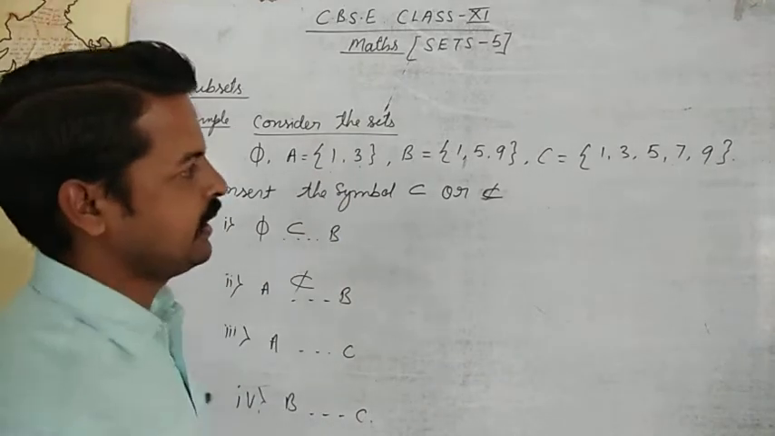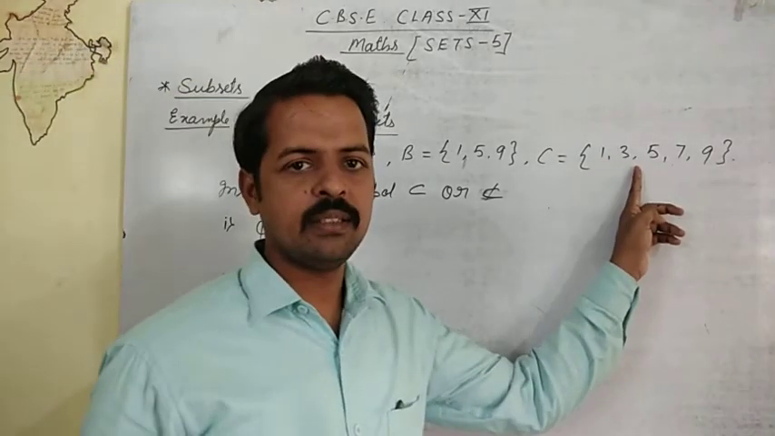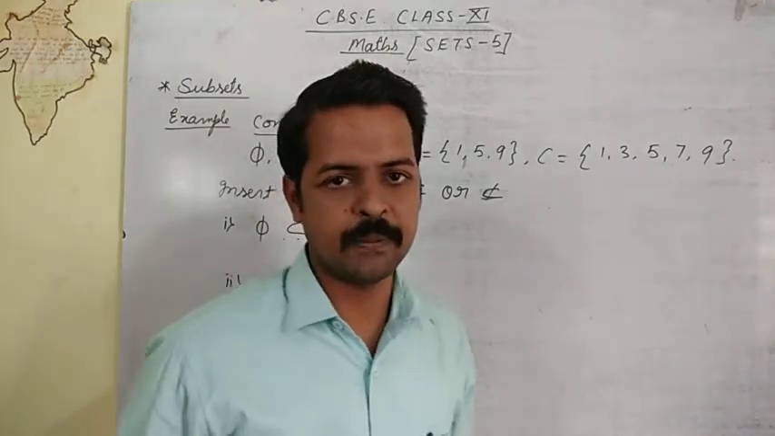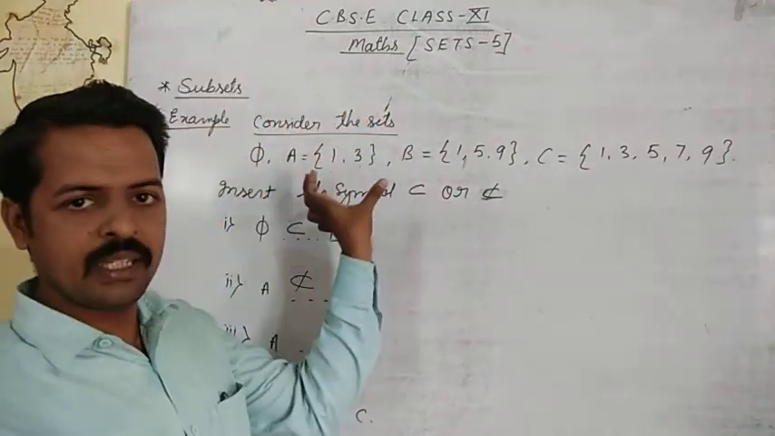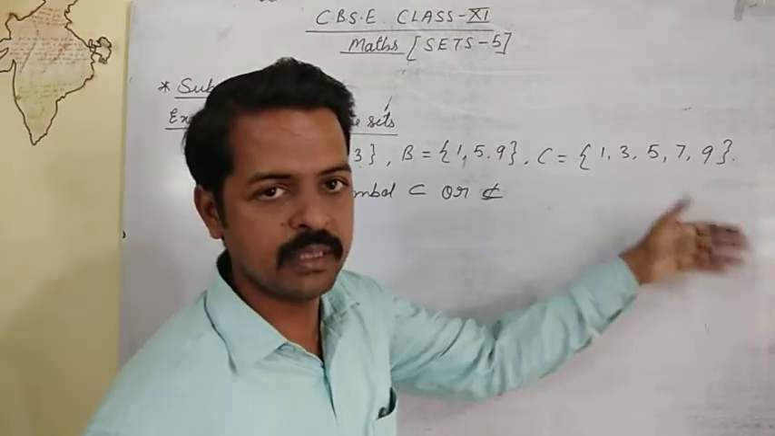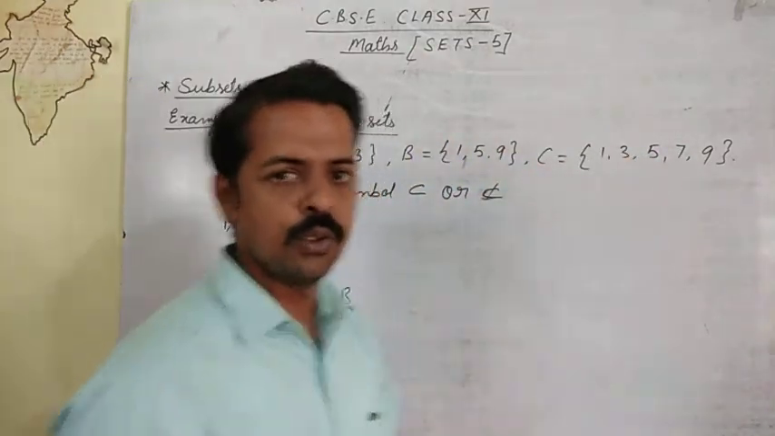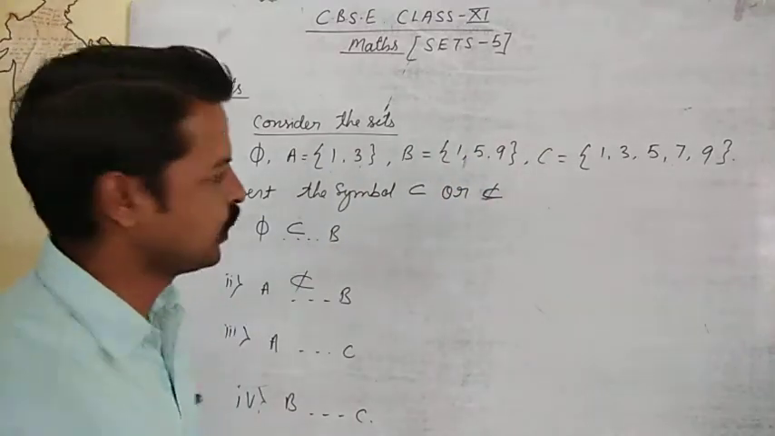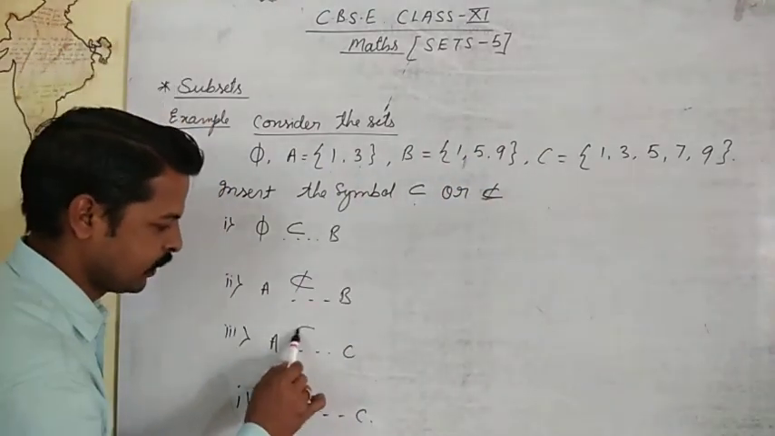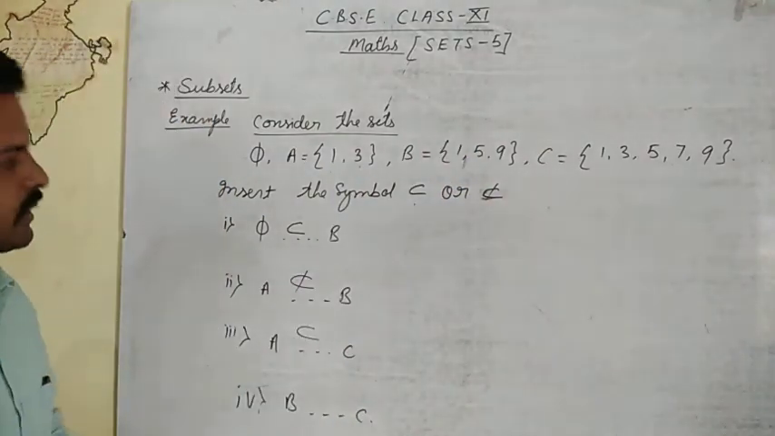Now let us see whether A is a subset of C or not. A has 1, 3. C also has 1, 3. C might have extra elements, doesn't matter. Every element of A is there in C here. So A is a subset of C. You all know this is the symbol for subset. We'll put this sign.